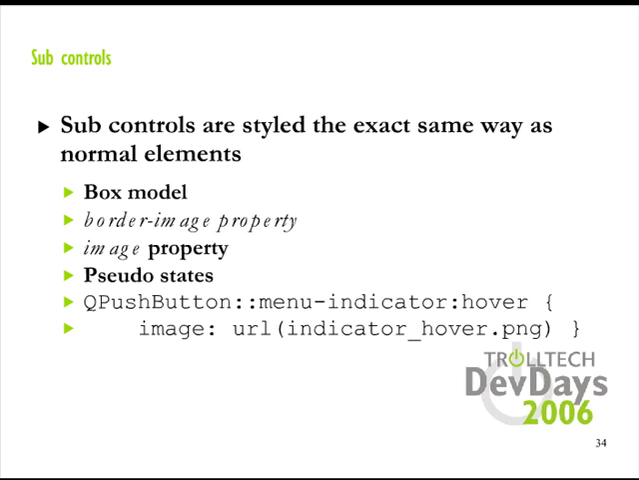Subcontrols can actually be styled the exact same way as normal units, like the widget. The widget had a box model, right? The subcontrol can be styled the exact same way. They can have a border image property. They can also have an image property, which is just a fixed map. And they also have pseudo states. So for example, if you look here, we say that when the mouse is hovering over the push button, you can actually change the image of the menu indicator.